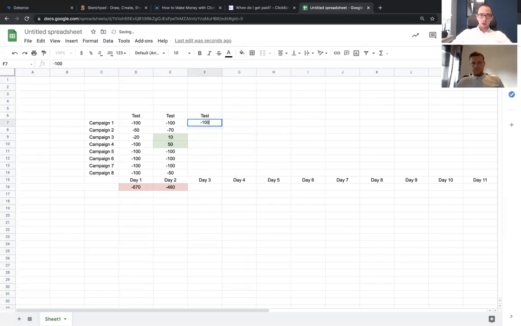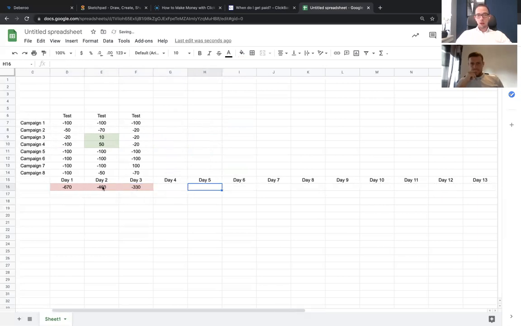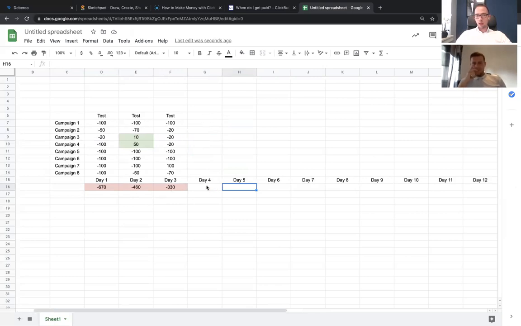Okay, minus 100. Minus 100, minus 100. This one turns around, right? All of a sudden, $100 profit. This one goes back, minus 70. This one turns sour again, minus 20. This one turns sour again, minus 20. And this one goes a little bit better, minus 20. Okay, what do we have now? Minus 330. Okay, we can see a little bit of a pattern, right? It's becoming better.